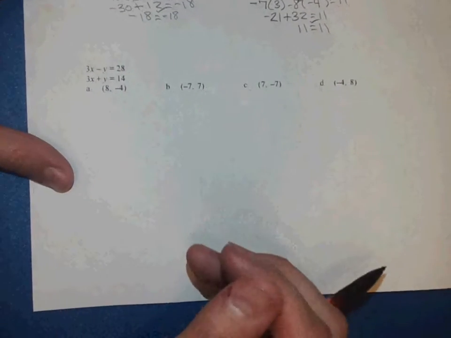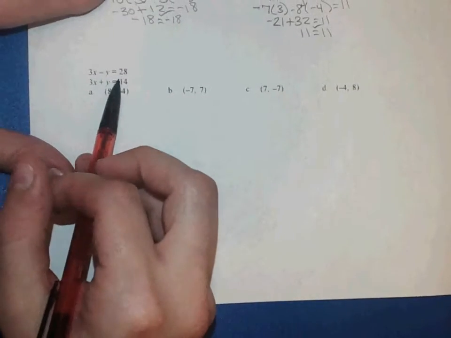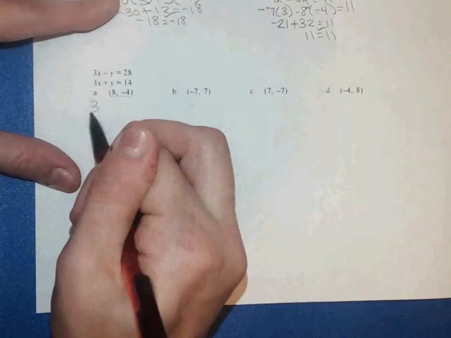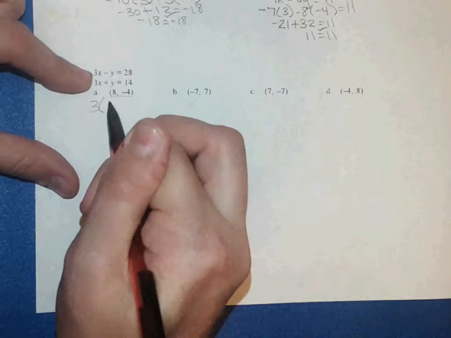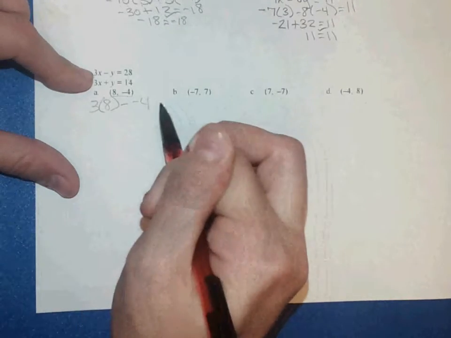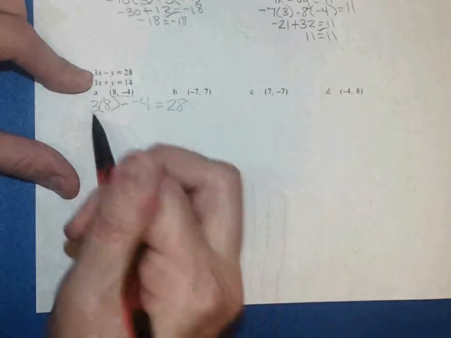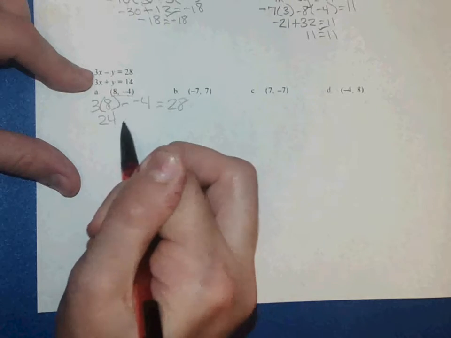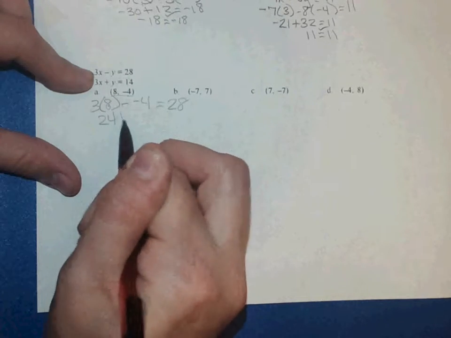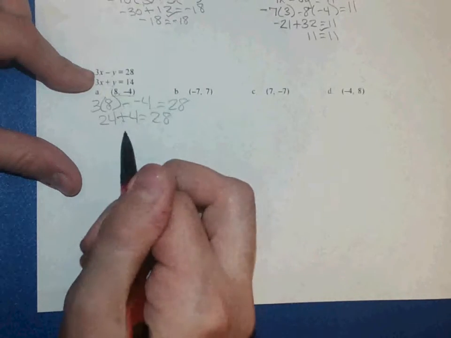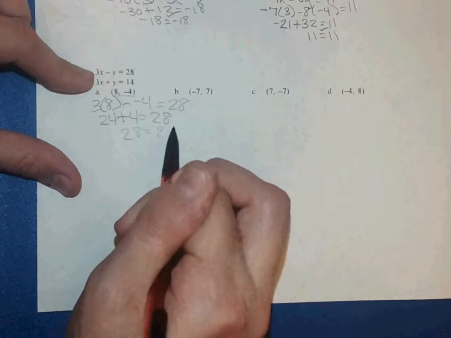Okay, and our last one down here, we've got 3x minus y equals 28. So we're just going to start again. Start on this first one. 3 times my x value, which is 8, minus my y value, negative 4. 3 times 8 is 24. Minus a negative is the same as plus 4. So 24 plus 4 is 28.